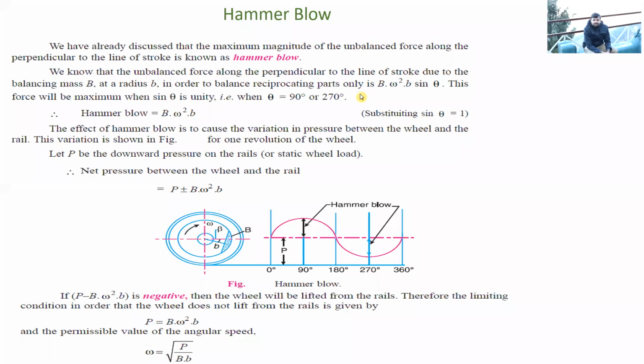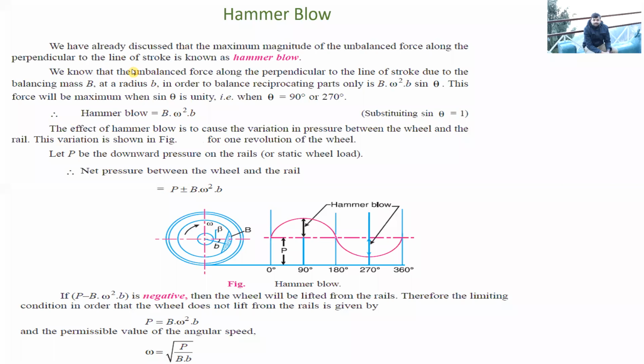What was the value of the unbalanced force? It was B omega square b sine theta. So the vertical component of the unbalanced force was B omega square b into sine theta. But what will be its maximum value? Its maximum value will be when sine theta is equal to 1. So sine theta is 1 at 90 degrees and 270 degrees. So the maximum value of hammer blow would be B omega square multiplied by b.